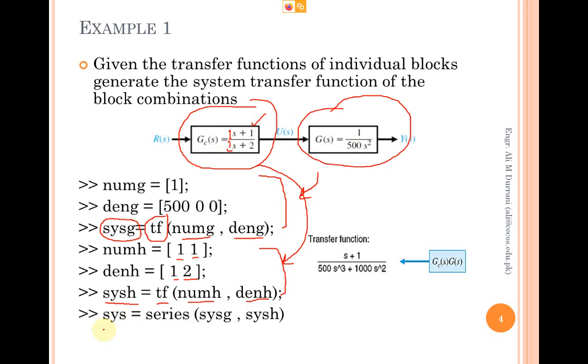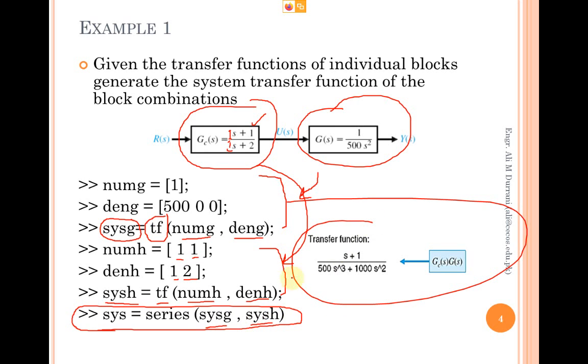So after defining both of these transfer functions, we can simply add the command of series. The final system will be equal to series of system G and system H, and here is the result, you can see.